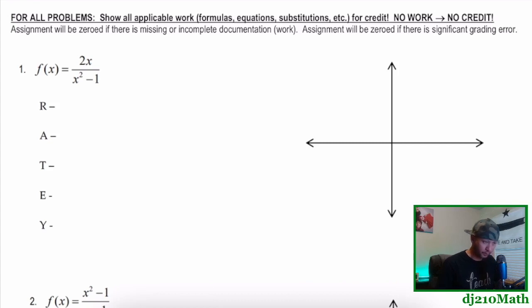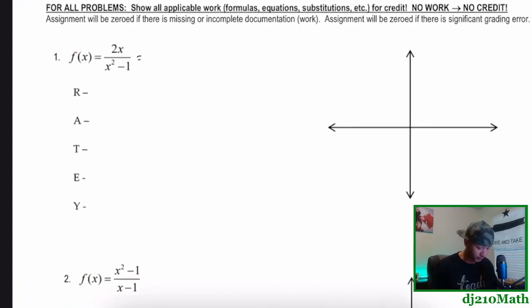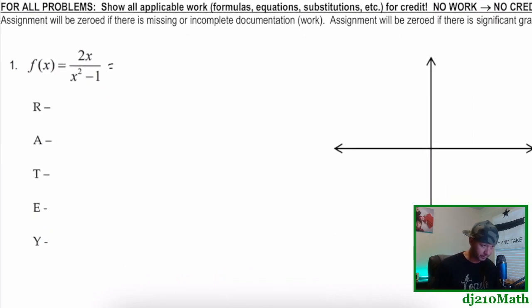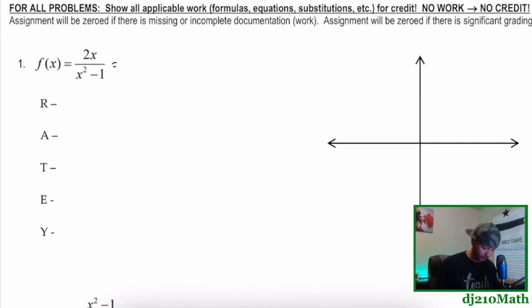All right, so the first thing I noticed, because the rule is different from part one, is that now we want to factor before we do anything. That's the best practice if it can be factored. The factored version we can do more things with. So I recognize that there's a difference of squares in the bottom, x plus 1, x minus 1.